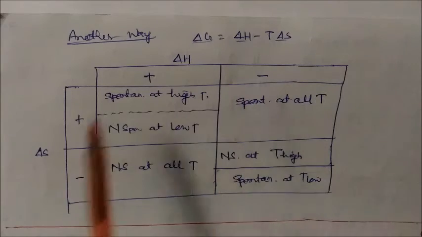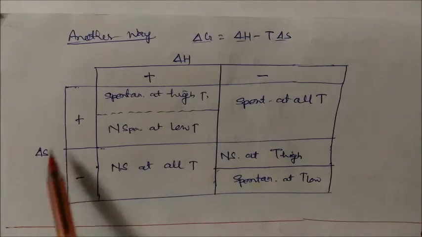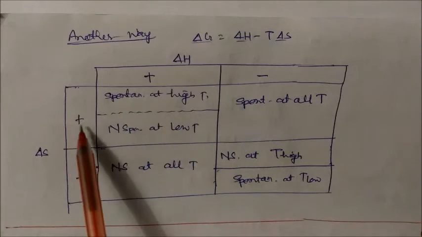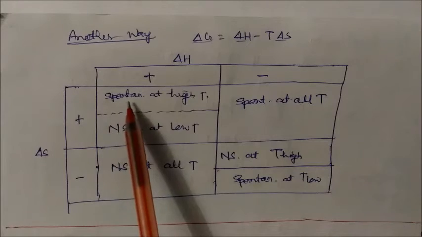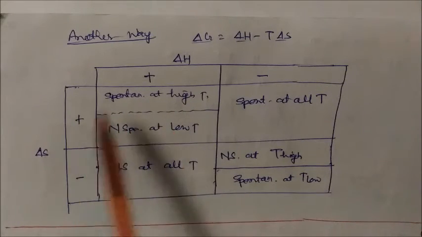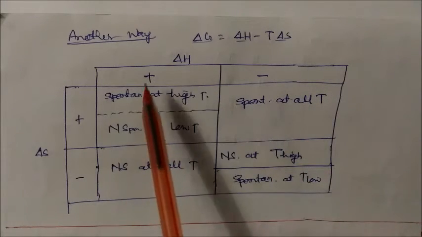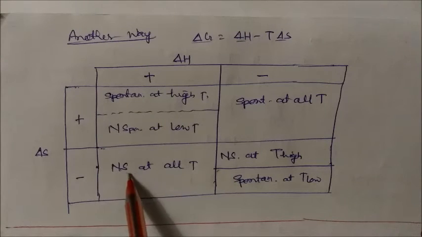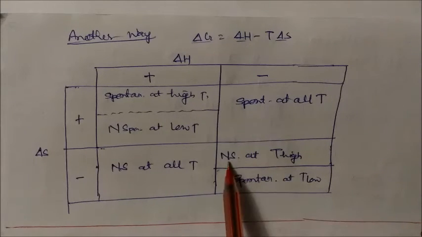So this is one small chart. This is delta H, plus and minus, and this is delta S, plus and minus. If both are plus, two things happen: spontaneous at high temperature, non-spontaneous at low temperature. If plus minus, it will be spontaneous at all temperatures. In this case it is plus, this is minus, it will be non-spontaneous at all temperatures, and both minus means high temperature non-spontaneous and low temperature spontaneous.